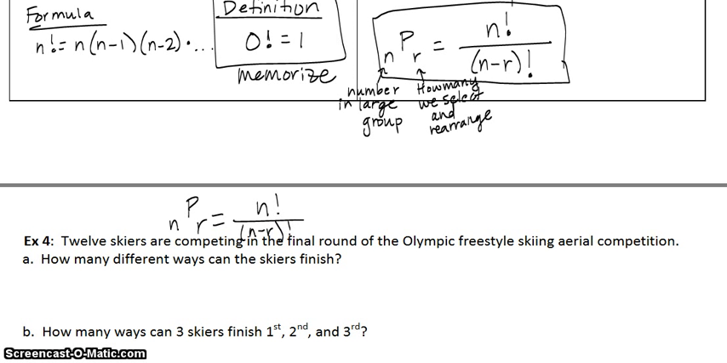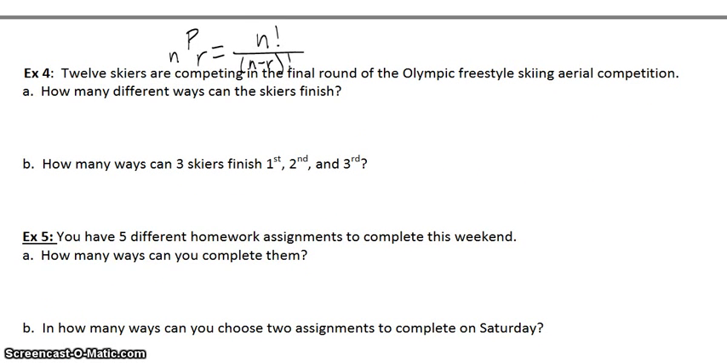All right, and this is just another shortcut that I can use to count items. And one thing that's somewhat confusing to students sometimes is that a lot of these problems actually have multiple ways that you can do them. Example 4 is the first type that's like that. It says 12 skiers are competing in the final round of the Olympic freestyle skiing aerial competition. How many different ways can the skiers finish? As in first, second, third, fourth, fifth place.